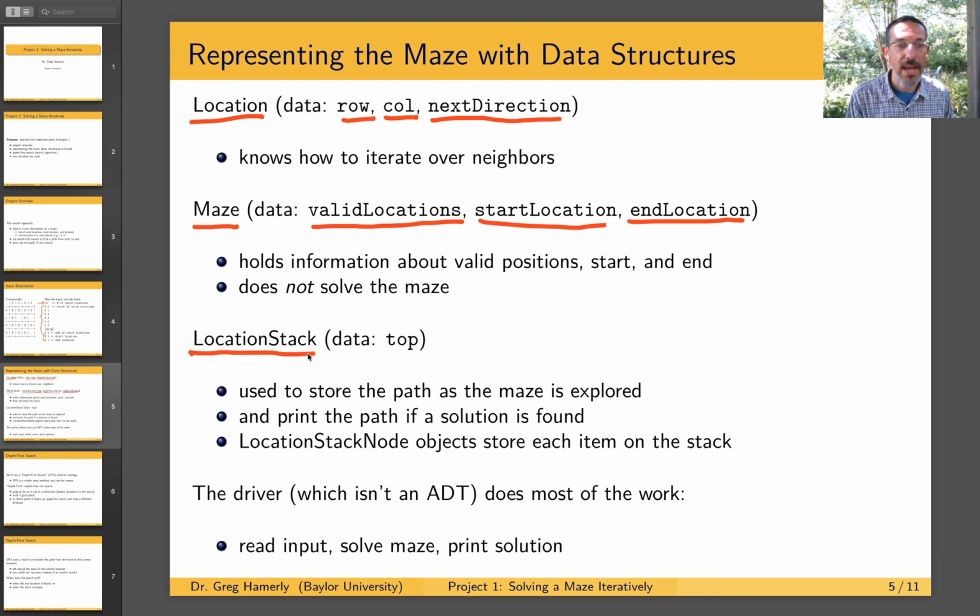There's a location stack class, and all it has is a top pointer because this is a linked list based stack. And it's used to store the path, which is an essential part of our search strategy as we move around the maze. So the stack starts at the starting location. As we move around the maze, we push onto that stack the positions where we visit. And that forms a path. So the stack is in essence a path, and it knows how to push and pop and also print itself. And there's also a class which we'll use as the node for each object on the stack, which is called a location stack node.